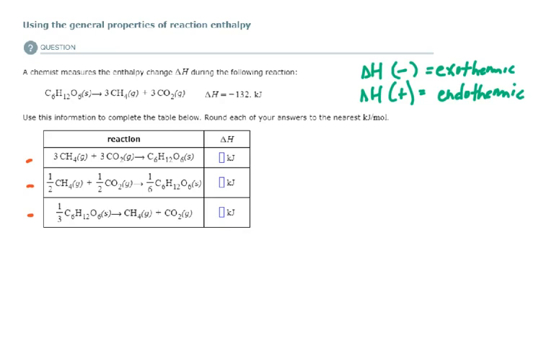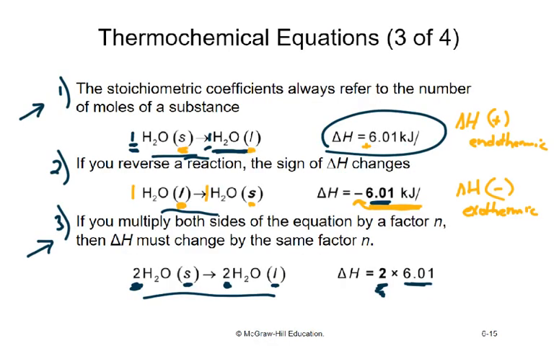So here we have the reaction. We have methane and carbon dioxide being converted to glucose. If you look, we have the exact same substances, except the reactants and products have been switched. So this is the reverse of this reaction. You see glucose is the reactant here, but down here, glucose is the product. Well, which one of those 4 guidelines that we just looked at corresponds to this particular part of this example problem? That would be number 2. If you reverse a reaction, the sign of delta H changes.